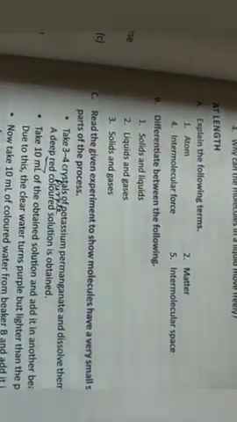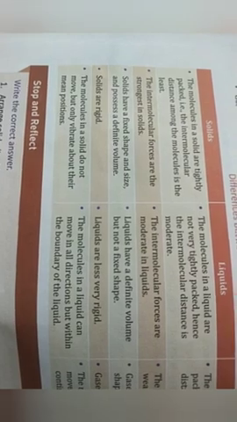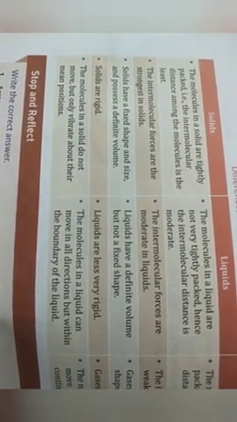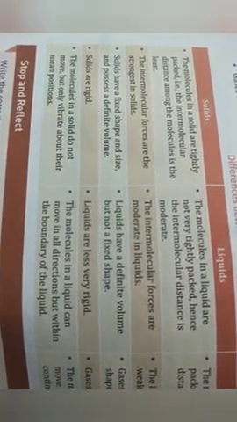Then, differentiate the following. So you will write the differentiation from here, solids, liquids and gases, page number 6. Okay, so solids and liquids will be like this. The molecules in a solid are tightly packed. The molecules in a liquid are not very tightly packed. Hence, the intermolecular distance is moderate. The intermolecular distance is least. Second, the intermolecular forces are strongest in solids. The intermolecular forces are moderate in liquids.